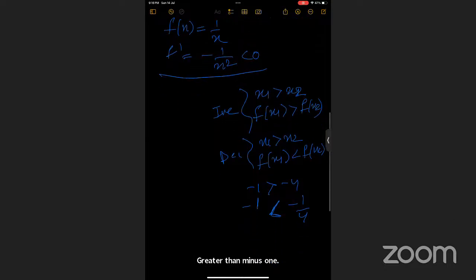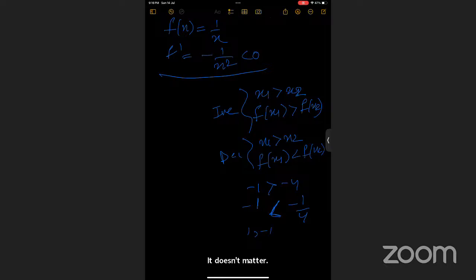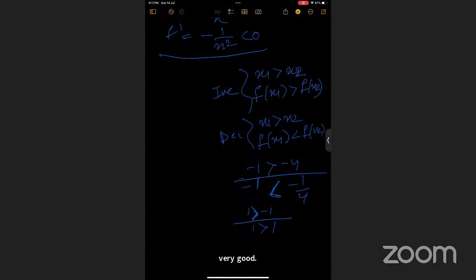Ma'am, if you take one positive and one negative value, then it's not coming true. No, 0 is eliminated from the domain now, so we cannot compare with that combination. It doesn't matter actually. So 1 is greater than -1, and here again we can find the contradiction, right? Good, very good. So if we are taking this, then we are getting this. But for this, we get that this is increasing, and here this is decreasing.